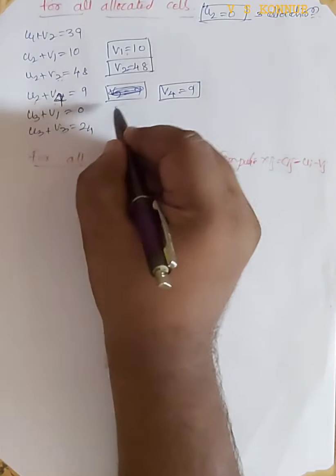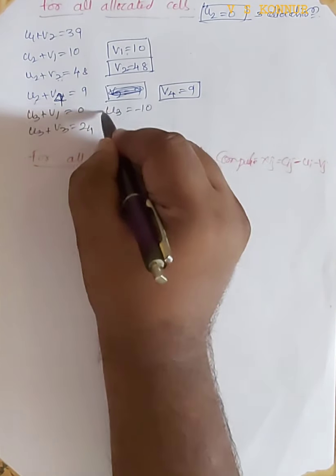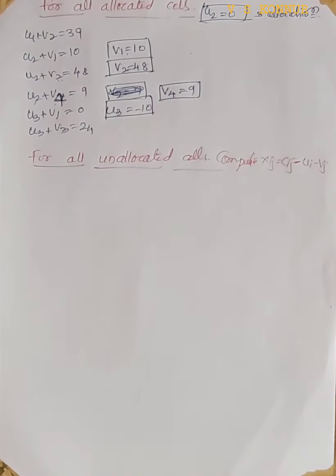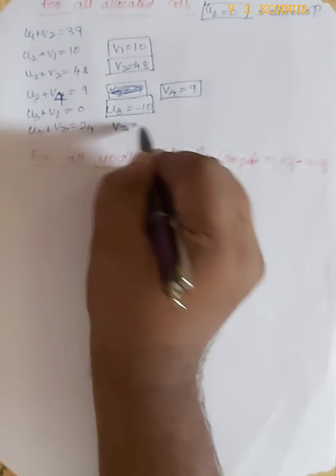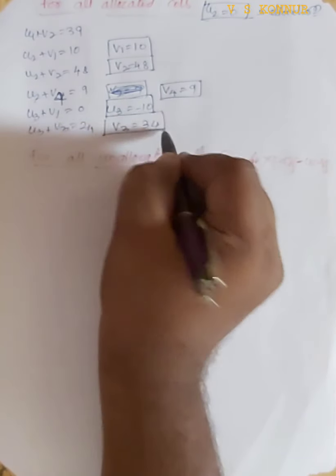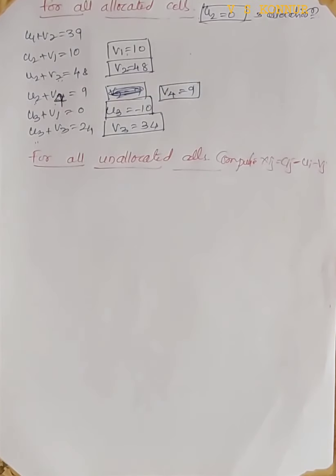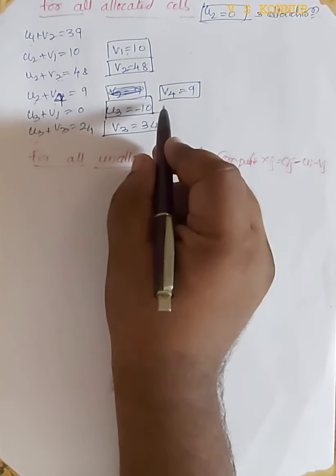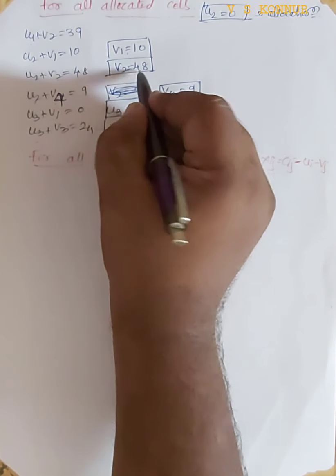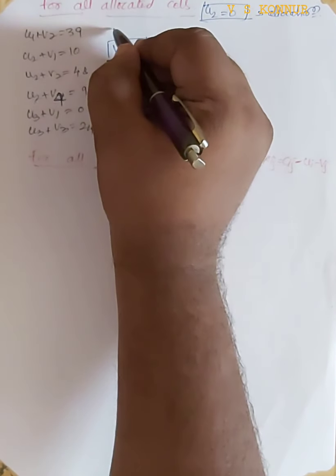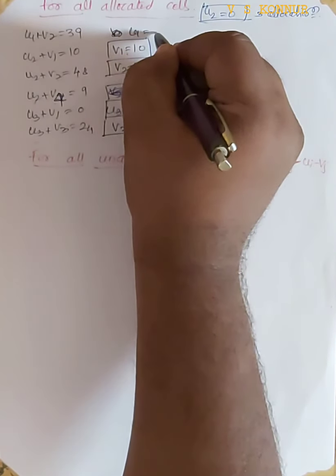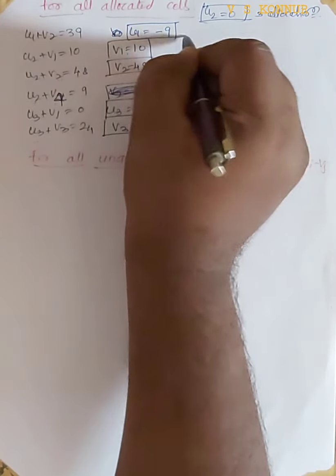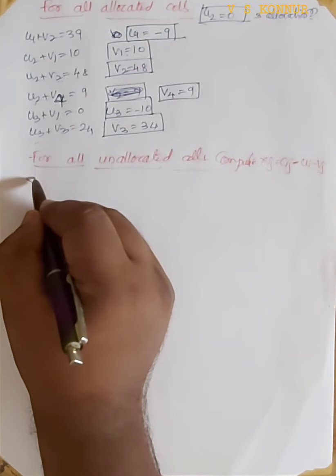So V1 equal to 10, U3 is equal to minus 10. Next, put U3 is equal to minus 10, V3 is equal to 34. Minus 10 will come to this side, plus 10, so 34. Next, another value you have to calculate, U1 plus V2. V2 we have calculated as 48. If 48 comes to this side, U1 is equal to minus 9. So now we have to calculate for all the unallocated cells.